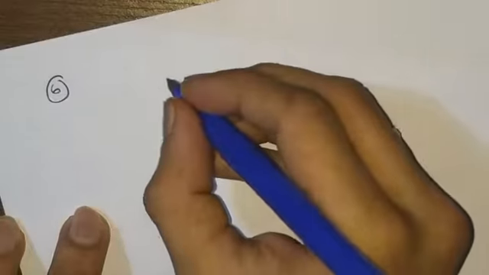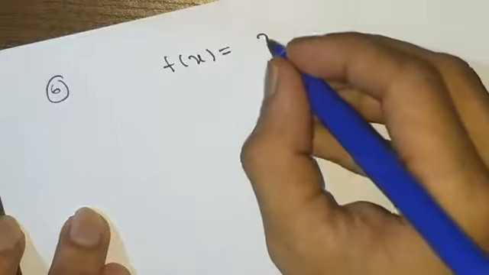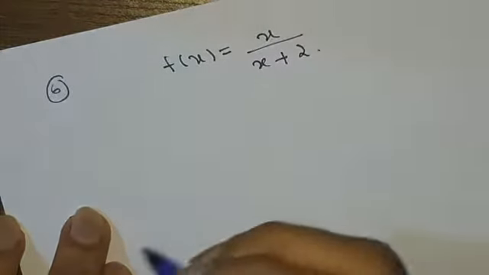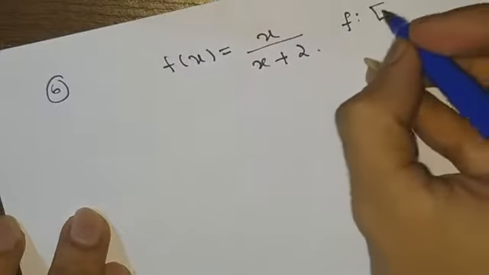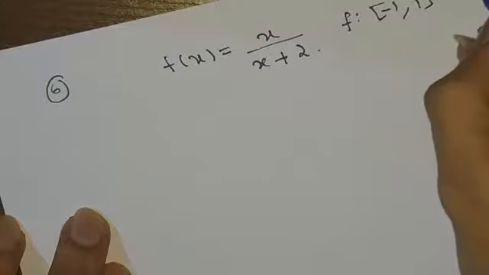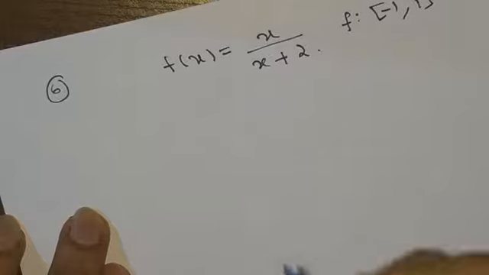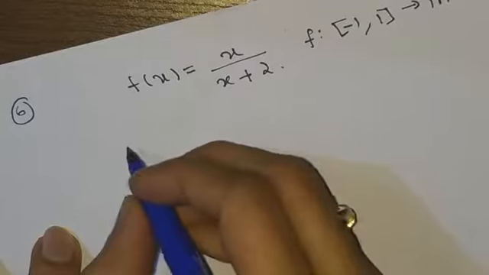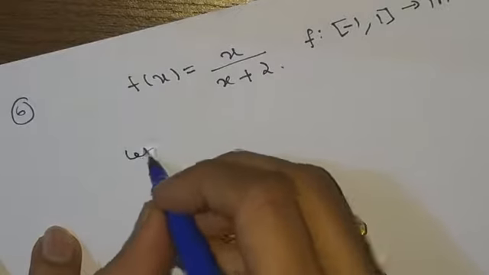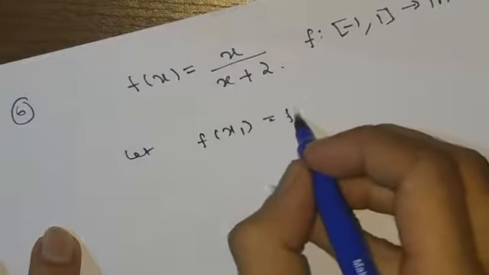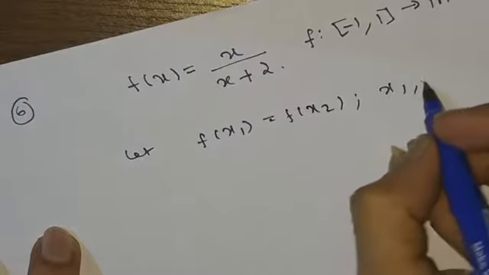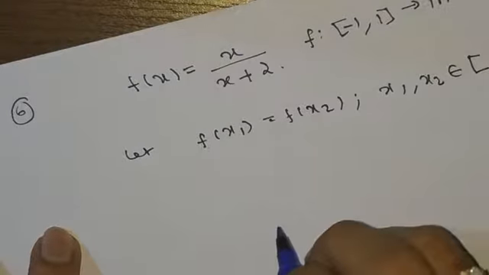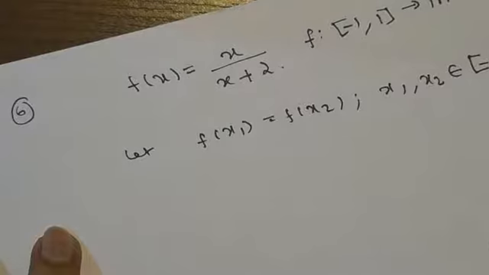So for problem 6, you are given a function f(x) equal to x divided by x plus 2. The function f is from [-1, 1] to the set R. We have to show first that this function f is 1-1. So how to show that the function f is 1-1? Let f(x1) be equal to f(x2), where x1, x2 belong to the domain of f, which is [-1, 1].